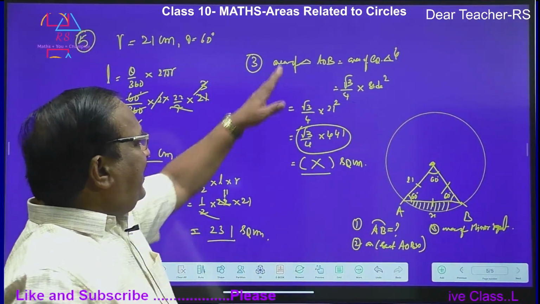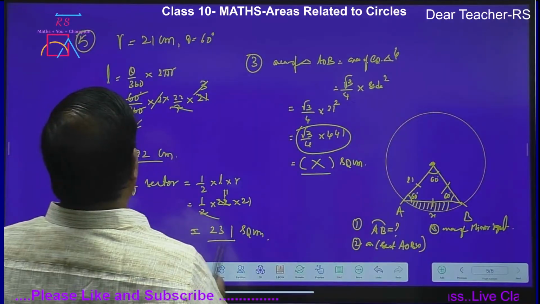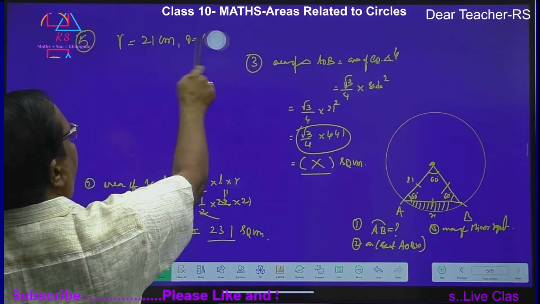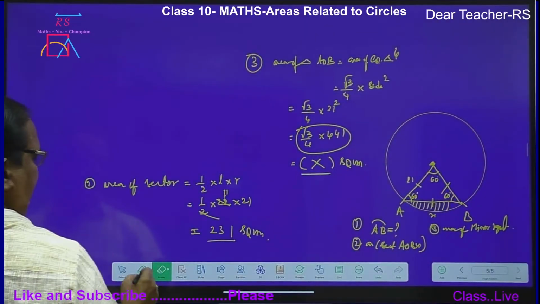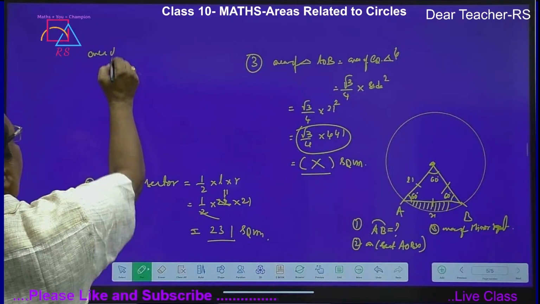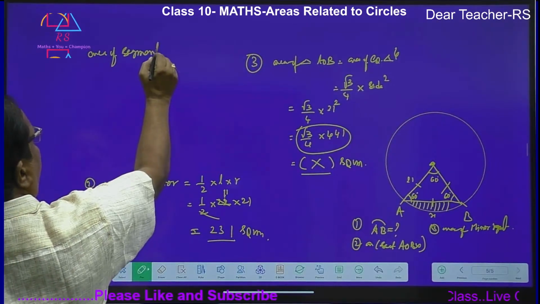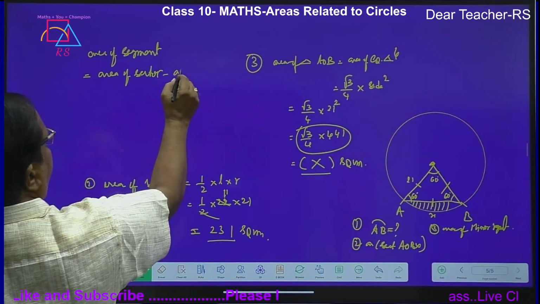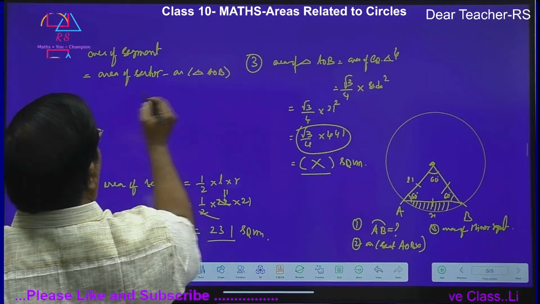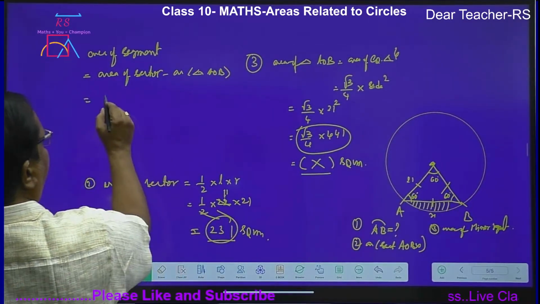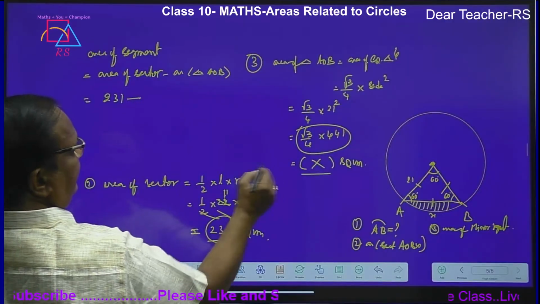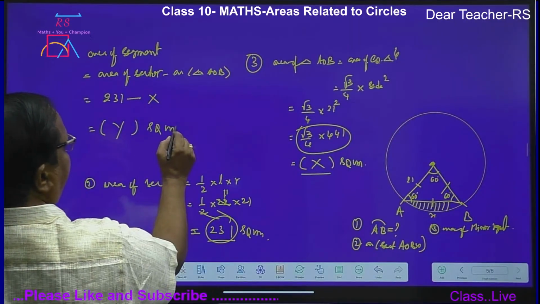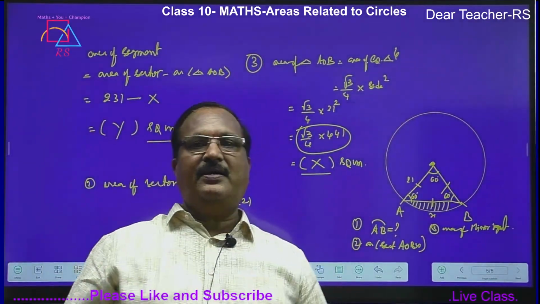Now we have got the triangle area, then we will get the area of the segment. Therefore, the area of the minor segment is equal to the area of the sector minus the area of triangle AOB. The area of the sector we already got, 231, minus this x is equal to y square centimeters. So you have to find x and y.